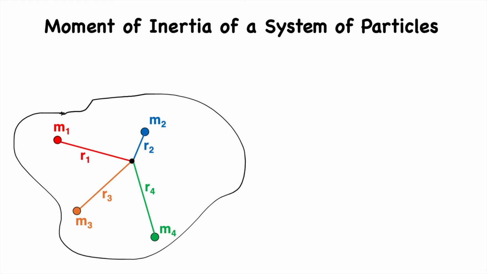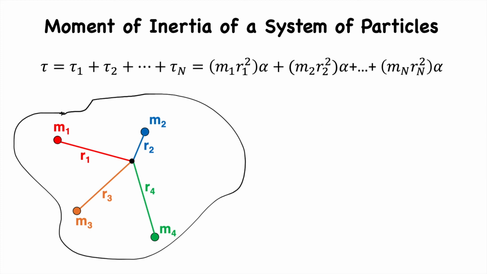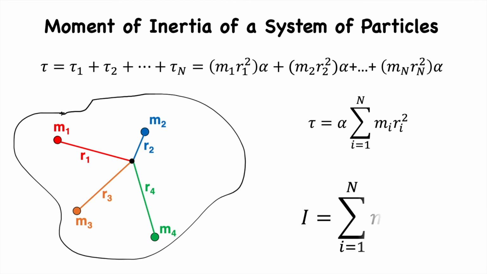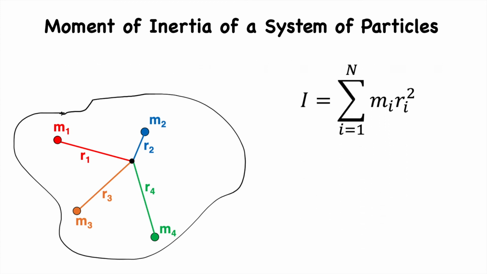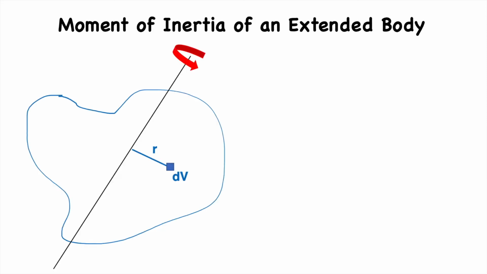What happens if we are studying the rotation of a collection of particles? In this case, the net torque will be the sum of the torques applied to all the particles. It follows that the moment of inertia of the system will be equal to the sum of moments of inertia for all the particles. We can generalize this idea to all the particles in an extended body.